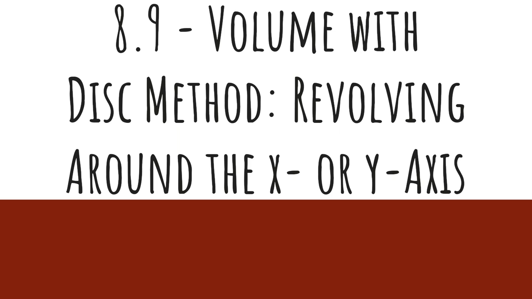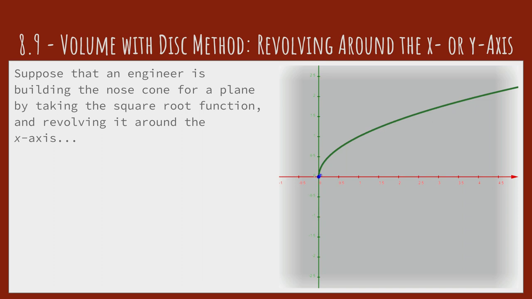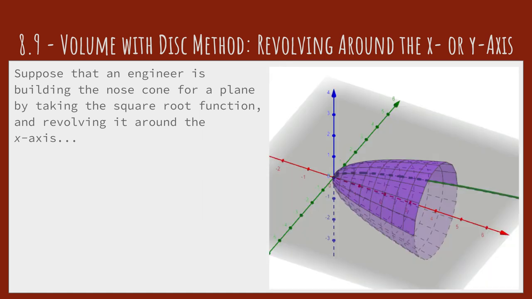The next few sections, starting with this one, we're going to be looking at what kind of shapes we get if we revolve a function around an axis. Maybe we were building something, say the nose cone of a plane. To get that shape, we take the square root function and rotate it around the x-axis. We take this two-dimensional function and rotate it around the x-axis to give us a three-dimensional shape. It might look something like this.